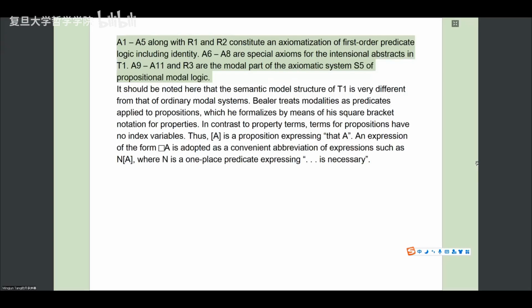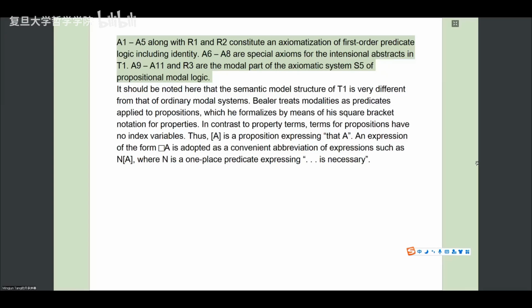And then we can take the next slide, where I just repeat what I've explained already, what kind of axioms we have here. First of all, we have A1 up to A5, along with R1 and R2. R1 was modus ponens, R2 the generalization rule. These constitute an axiomatization of first order predicate logic, including identity. We have two identity axioms also. Then we have A6 up to A8. These are special axioms for the intensional abstracts in T1. A9 up to A11 and R3: this is the modal part, the axiomatic system S5 of propositional modal logic.